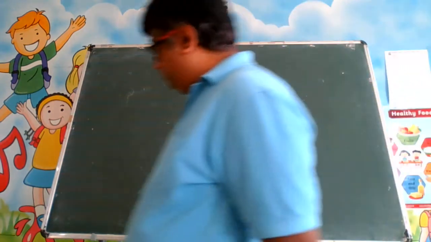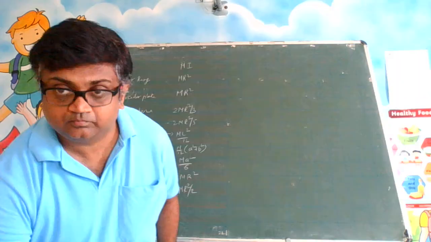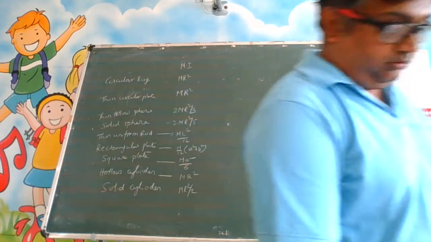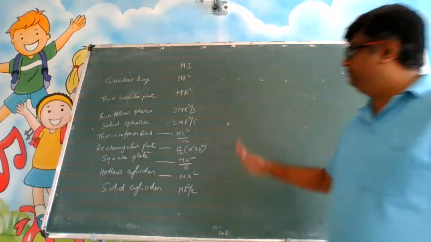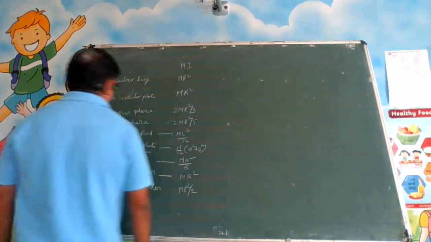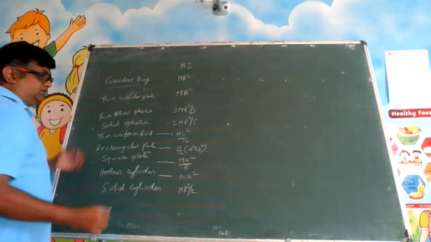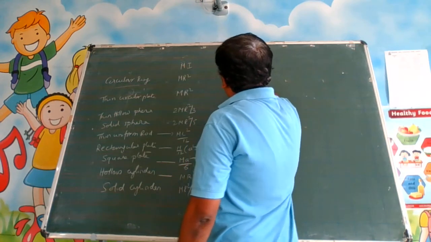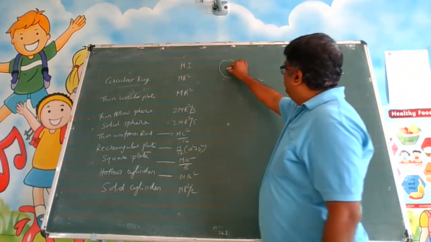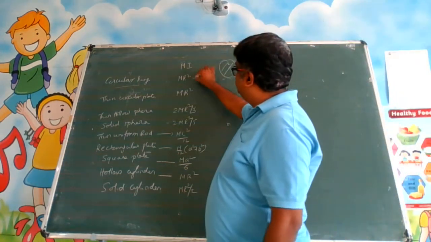So one point I want to talk about. Here I'm listing down the important formulas which you are supposed to remember. The first item is the circular ring. Let's say a ring is like this. It has very little thickness, the radius is R, and inside it is completely hollow. The moment of inertia of a circular ring is MR square.